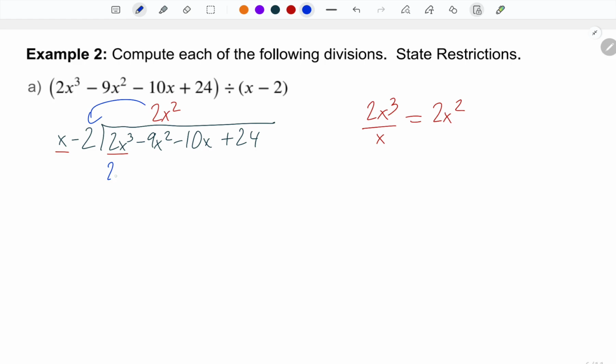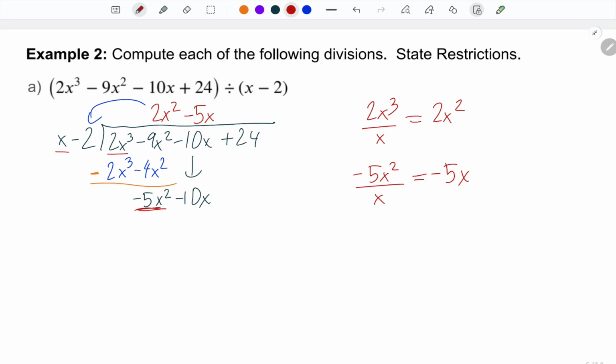Multiply that through, and we get 2x cubed, and 2 times 2 is 4, minus 4x squared. Just be careful of the double negatives that's going to happen when we subtract. So the first part will cancel, the 2x cubes. Negative 9 plus 4x squared will leave negative 5x squared. Okay, and I'm just going to bring down the minus 10x and repeat the process. So we have the minus 5x squared. We're going to do that to the side, divided by the x. That's going to lead us to negative 5x. And so I'm going to write that here above the 10x.